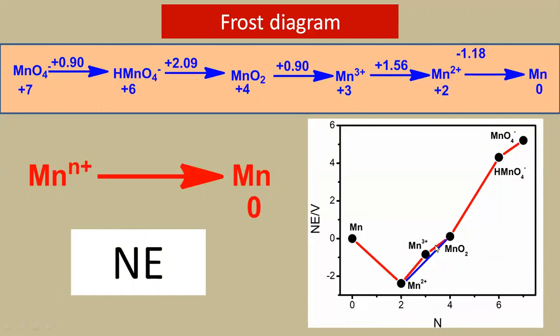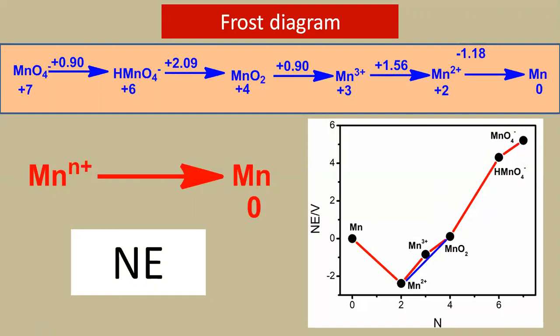And if you ask whether manganese 3 plus will undergo disproportionation or not, which I already explained in the Latimer diagram, here it is much easier. You just draw a line connecting the nearest neighbors, and here you can see that this point is lying above the line. This manganese species is above the line, which means this species will undergo disproportionation. So that is a key point you need to remember.